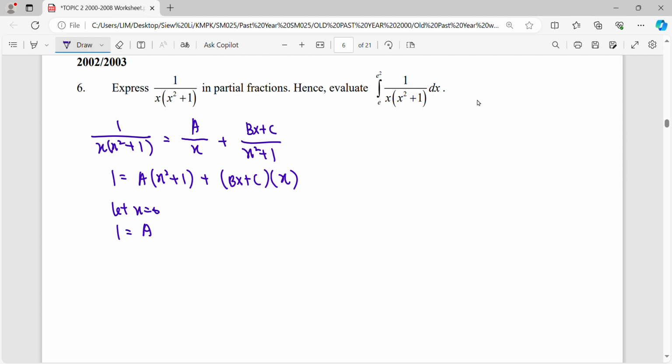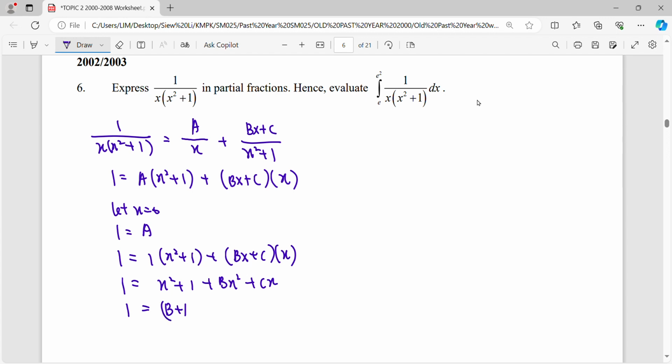Alright, so for the let method, we do not continue, as using random numbers x1, x2 gives simultaneous equations. So we skip that and do comparison. Substitute A as 1, then bx plus c, and we expand and compare. You will have x squared plus 1, and here we have bx squared plus cx. So your x squared coefficient will be b plus 1. Continue for the x term, cx, and then the constant.